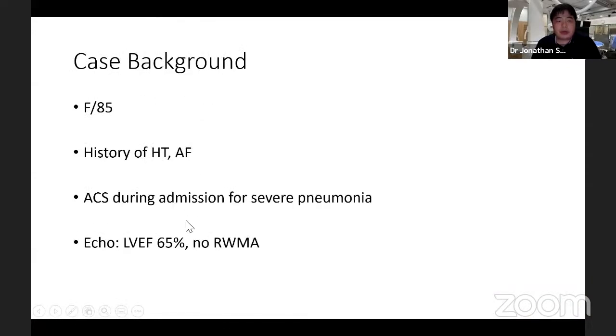So to begin with, we had an 85-year-old lady with a history of hypertension, atrial fibrillation, who had an episode of acute coronary syndrome while she was admitted for severe pneumonia. So after the pneumonia was solved, we brought her to the lab. Before she came, the echo showed a good LV function with no regional wall abnormality.